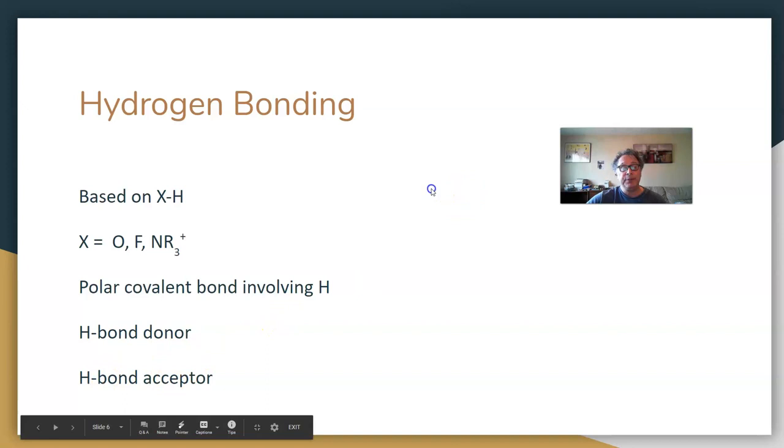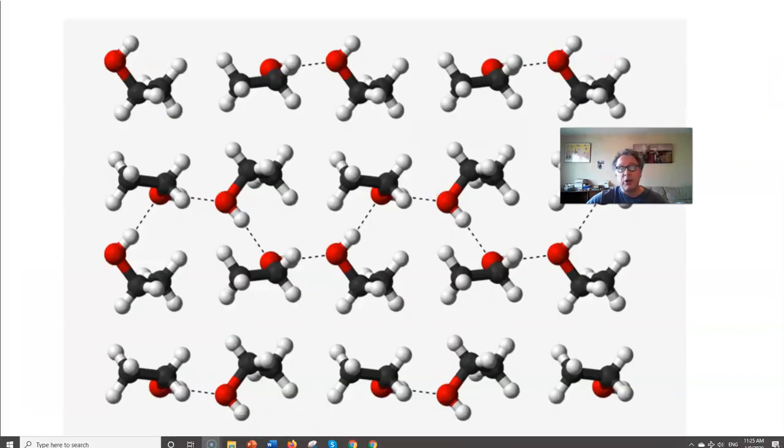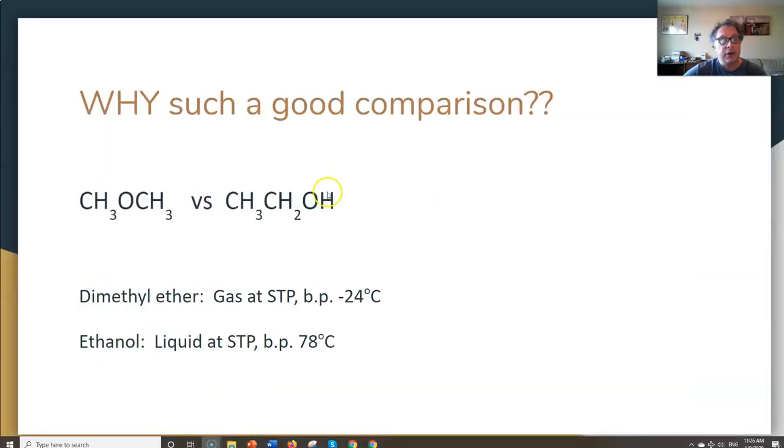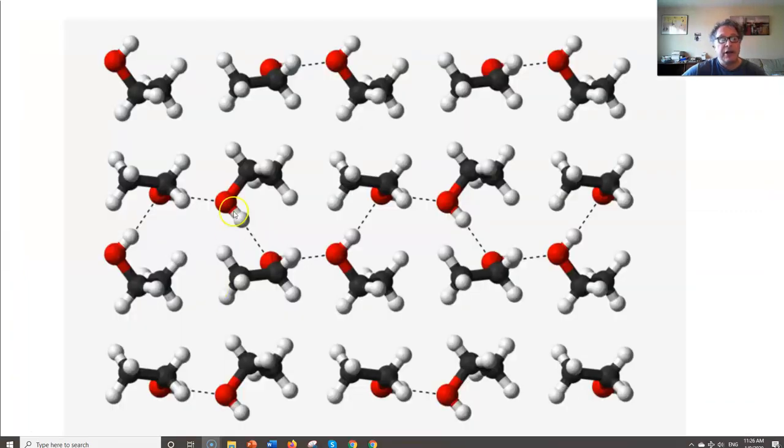Let's go right to a picture. Here is a representation of the hydrogen bonding in ethanol. Remember, we looked at ethanol, and it had a much higher boiling point than dimethyl ether. What you see with these dashed lines are hydrogen bonds. Notice that in every case, they're intermolecular, between molecules, and they connect the oxygen of one ethanol to the hydrogen, which is bonded to the oxygen of another ethanol. In every case, that is true.